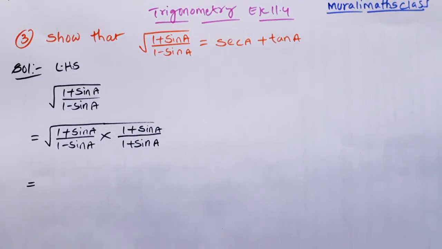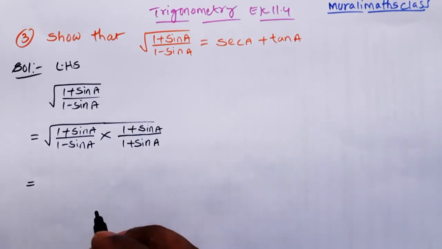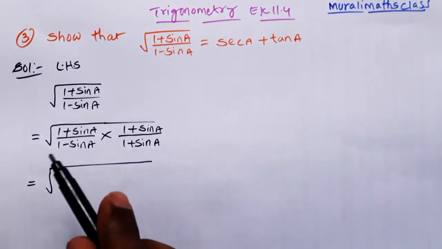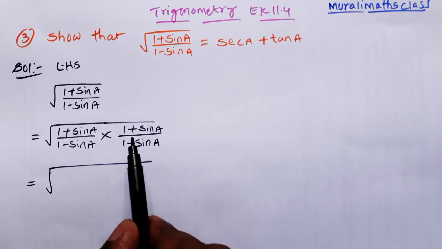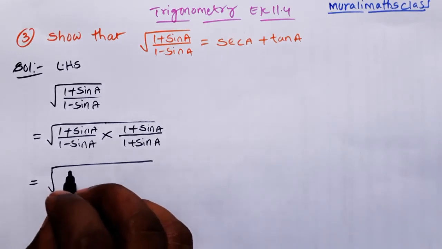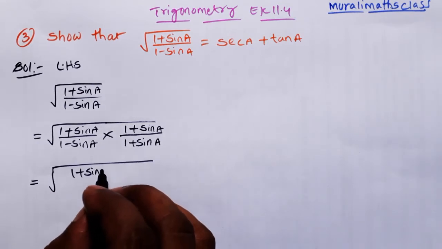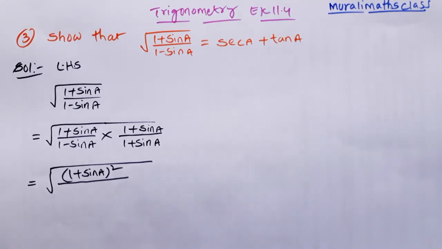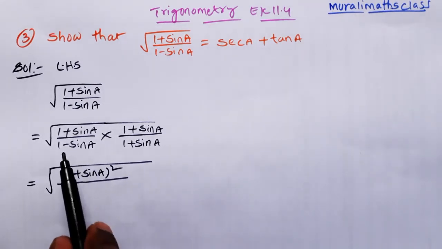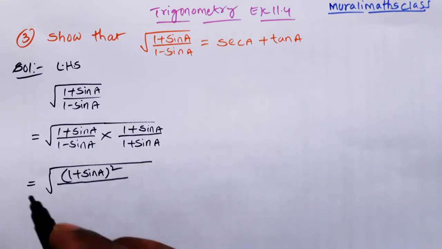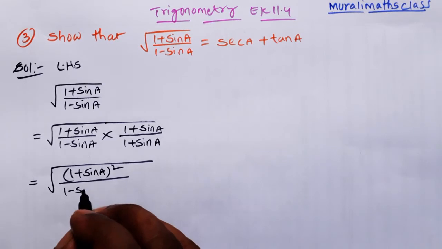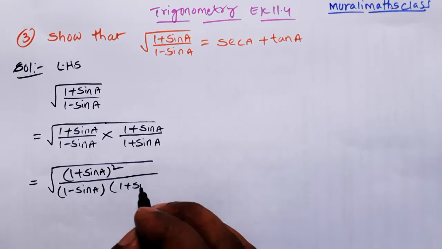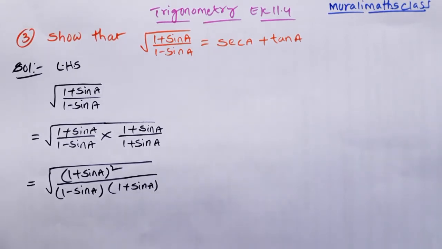Third step, multiply numerators. What we have here? 1 plus sin A, and this is also 1 plus sin A. So multiply this one, you will get 1 plus sin A whole square, divided by, in the same way multiply denominators, 1 minus sin A into 1 plus sin A. Okay. Next.